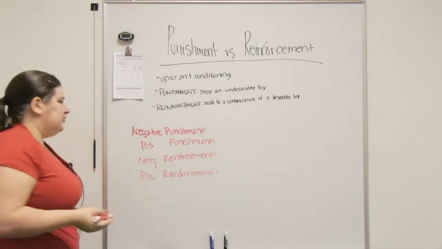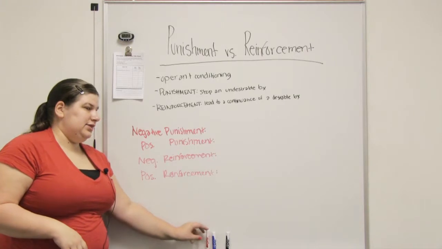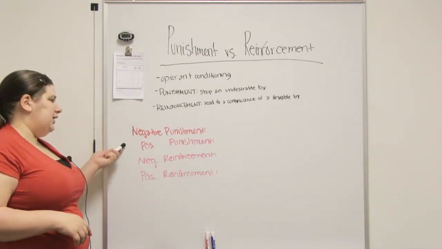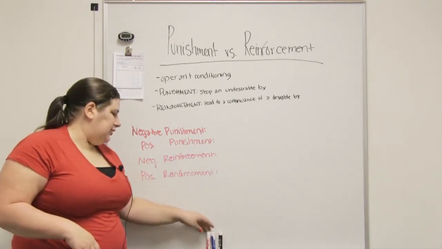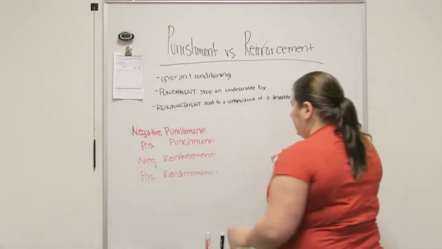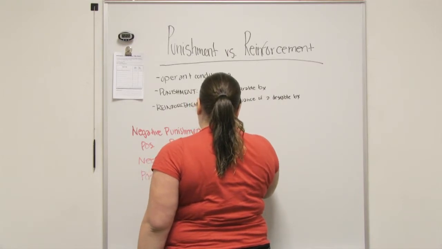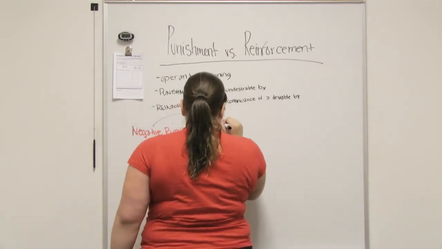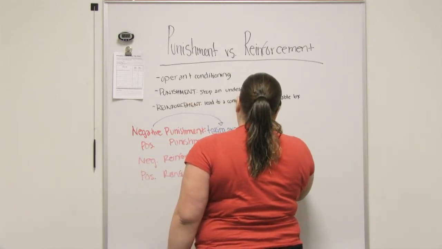So, the first thing that we need to take away from this is that negative and positive do not mean good and bad in this case. It's more like mathematical. So negative is taking away and positive is adding to. So negative punishment is taking away. Whenever you see negative, think taking away. And then if it's a punishment, we're taking away something they want.